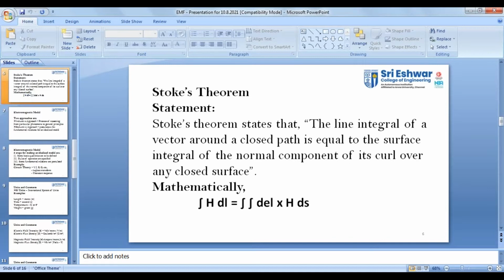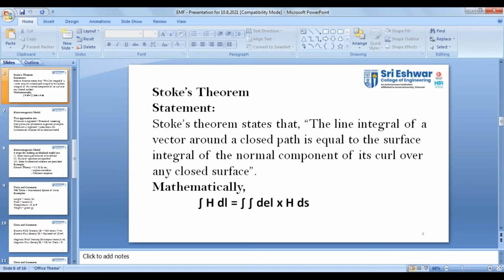We know surface integration means obviously double integration of the normal component of its curl. Curl means we know it is the cross product, so it comes as del cross H. So the mathematical definition will be: line integral of H dl is equal to surface integral of del cross H ds. This is the mathematical definition of Stokes theorem.